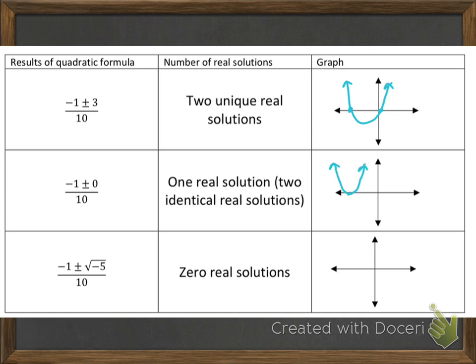Again, that means the vertex touches the x-axis. Okay, and then last but not least, we might have 0 real solutions. So notice that we have the square root of -5. Well, remember when we have the square root of a negative number, we have to pull the i out. So all of a sudden we have a complex number.